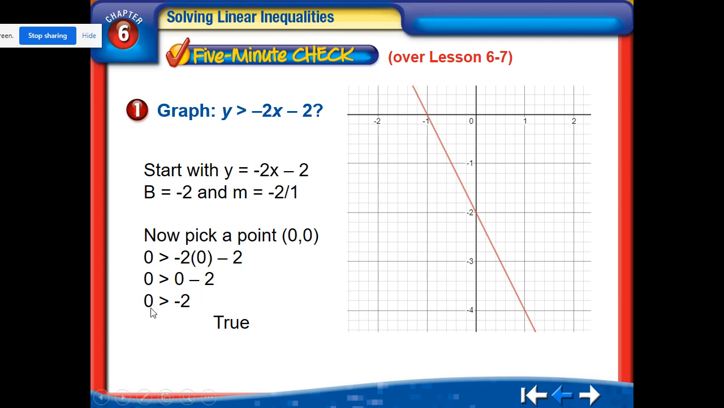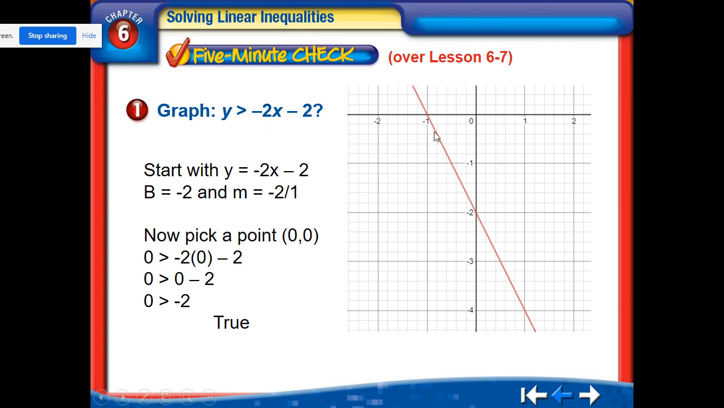And I need to find out, is 0 greater than negative 2? Well, that's true. So that means this point right here is true. That also means all the other points that are on this side of the line are also true. So these are all the true points, and these are all the false points. Well, we're going to shade the true side. So I'll show you that on the other slide in just a moment. But also greater than.